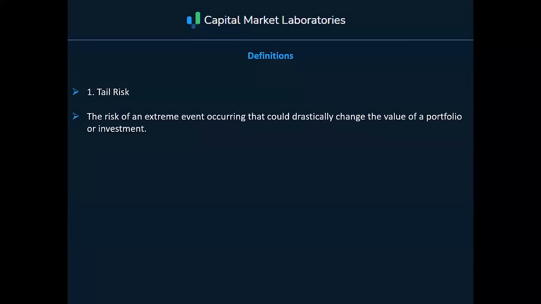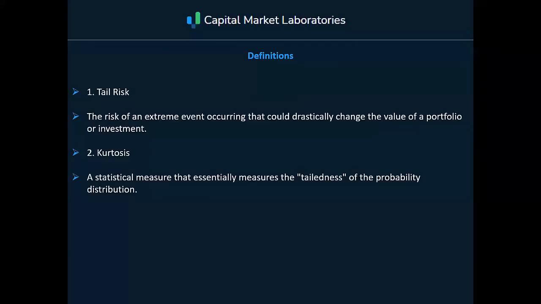I'm talking about the risk of an extreme event occurring that could drastically change the value of a portfolio or investment. Okay. We then talk about something called kurtosis, which is statistically the tailedness of the probability distribution. So tail risk is this extreme event, or the risk of an extreme event. Kurtosis measures how much of that tail risk you have. Okay, kurtosis is a measure of tail risk. It specifically provides information about the tails and the sharpness of the distribution.